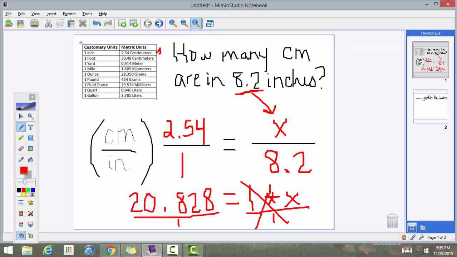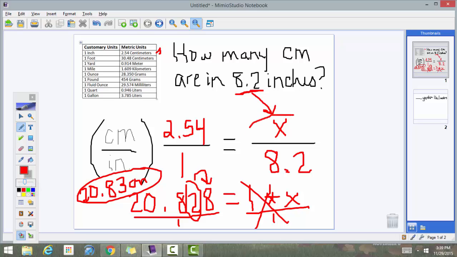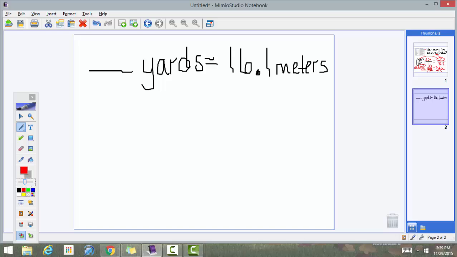However, we've been practicing in class that we're always going to round to the nearest hundredth. So let me apply my rounding rules. The 8 tells the 2 to go up, so my final answer will be 20.83 centimeters. I know it's going to be centimeters because the x, or the unknown, was located in the numerator of my original problem, and I'm going to refer back to my key to know that it was centimeters.